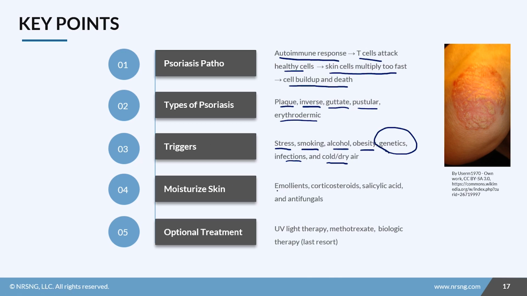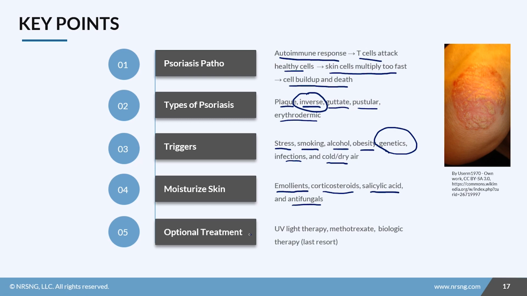Patients with psoriasis need to be moisturizing their skin. Emollients are great for doing that. Corticosteroids and salicylic acid can help to decrease the inflammation to help treat the psoriasis. And then antifungals might be needed on those with that inverse psoriasis, where they might be growing some yeast in those armpits or groin area or under those skin folds.